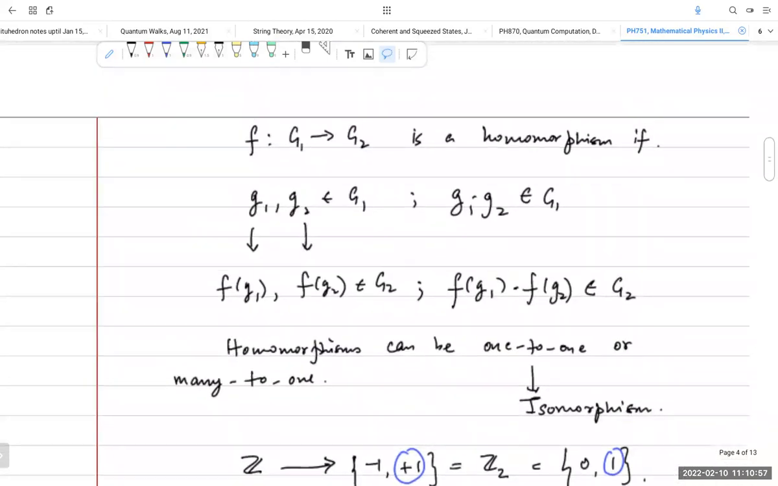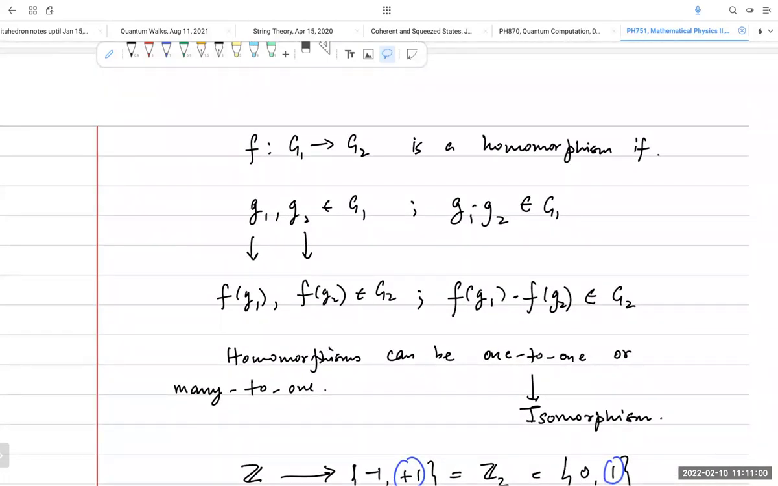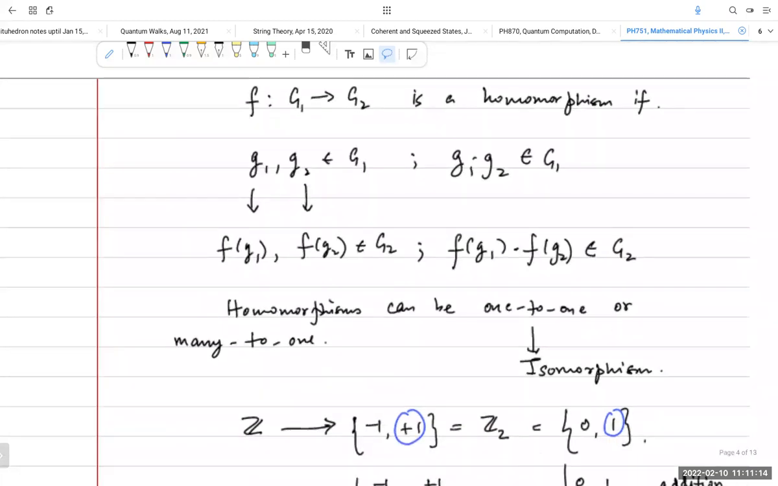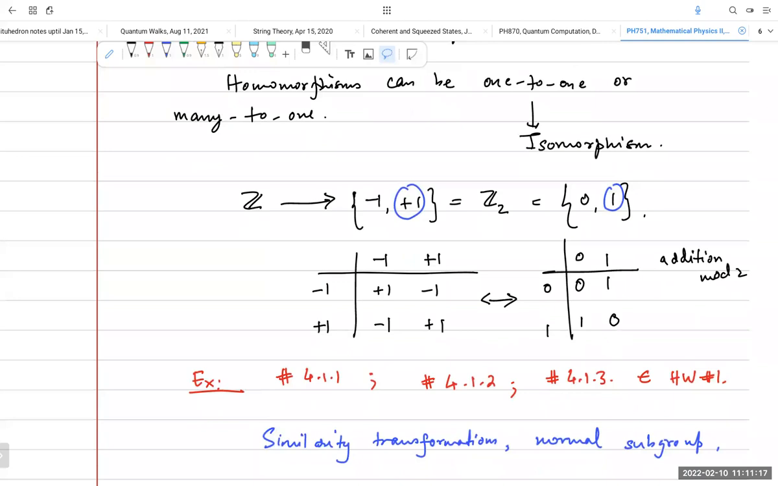Then what is a group homomorphism? It's a map from one group to another which preserves the group multiplication property. So these two elements are in G2, and so their product is also in G2. As an example, I talked about this group Z2, a discrete group of two elements. You can think of it as the group of binary digits, which means addition mod 2, or you can think of it as minus one and plus one with ordinary integer multiplication.